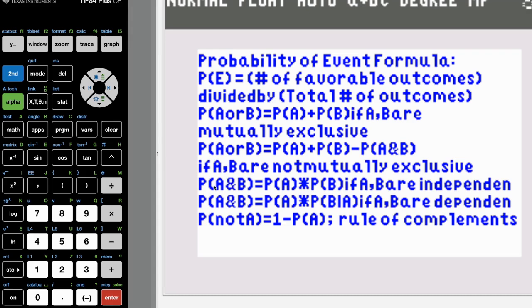Okay, enough of that. Probability of A and B basically is probability A times probability of B if they're independent events. Probability of A and B is probability of A times probability of B given A. That's what this means, if A and B are dependent. You can look in your textbook. I don't want to explain that right now. Probability of not A, meaning it's not going to happen, is 1 minus probability of it happening. That's called the rule of complements.